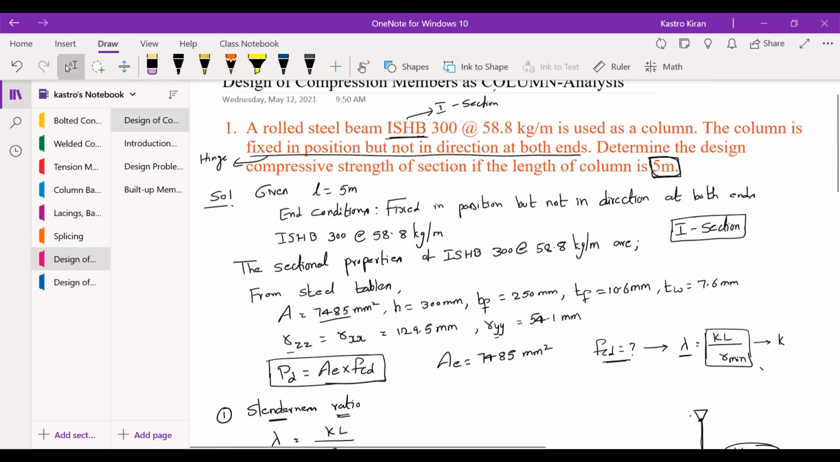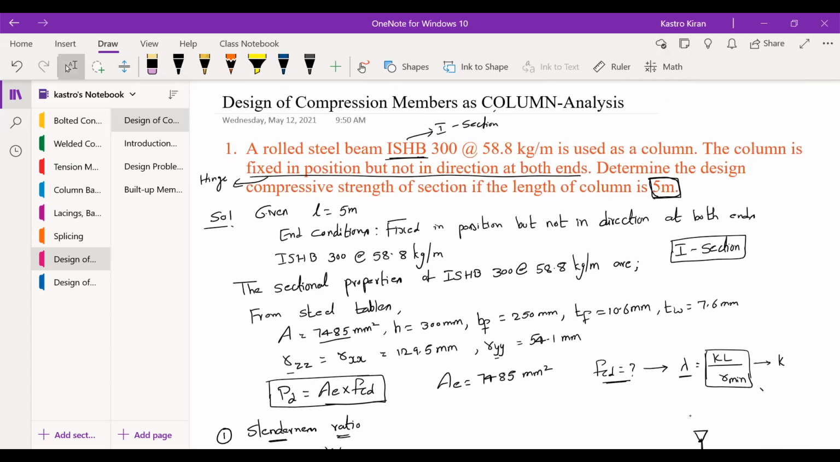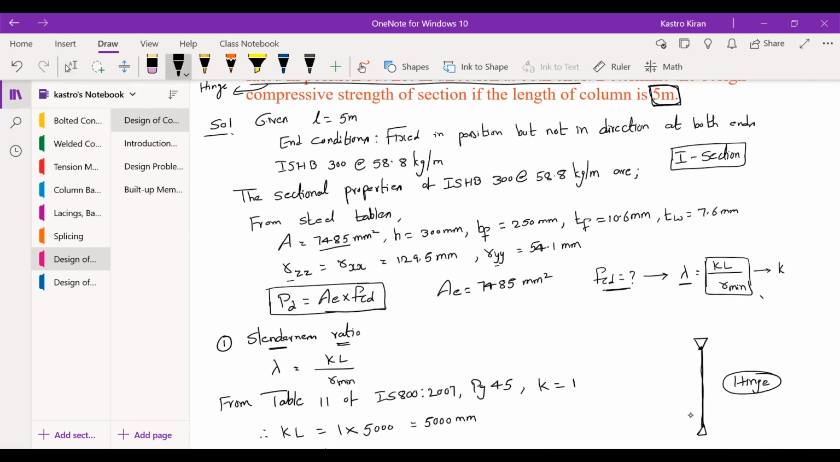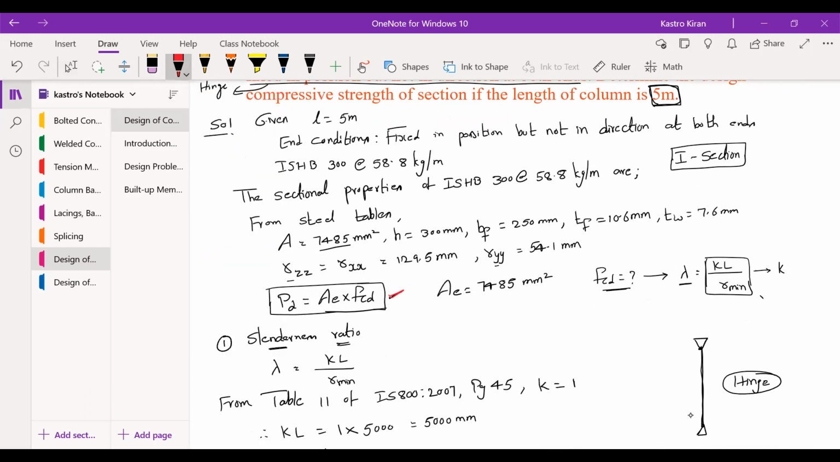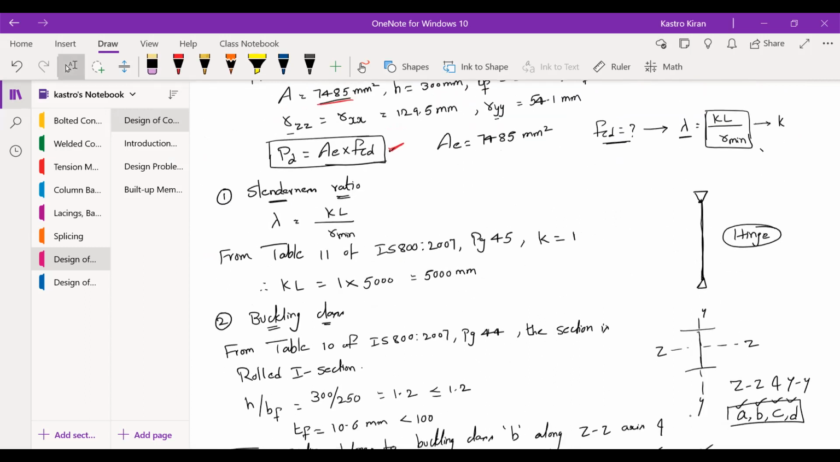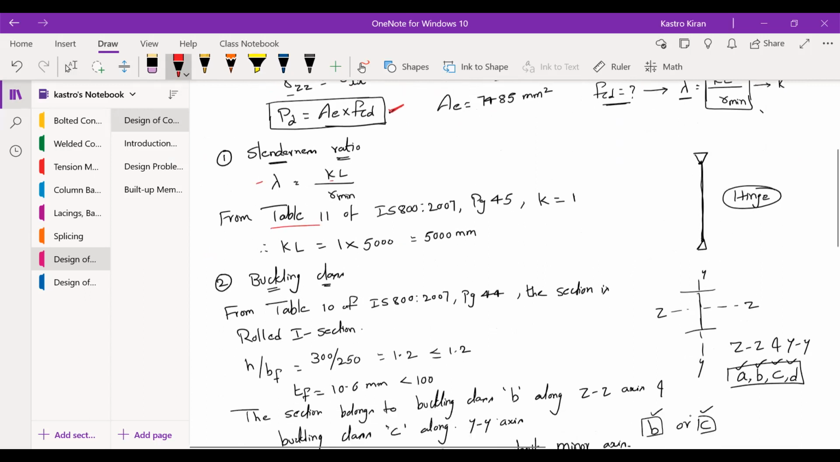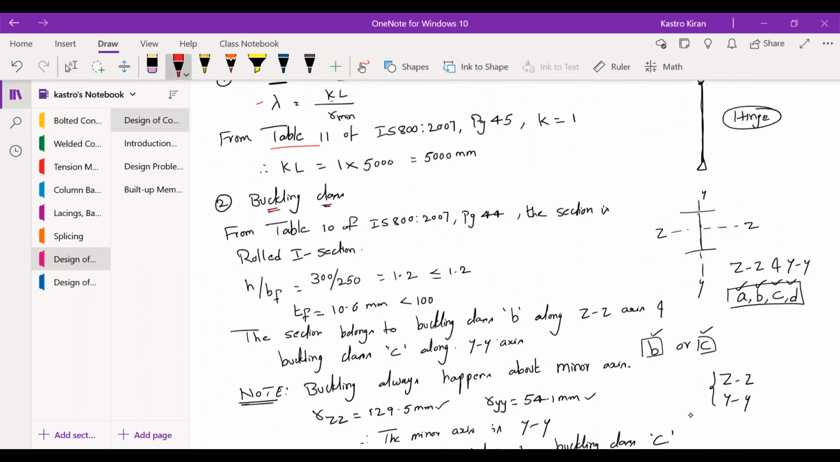So let's quickly recap what we have done. Since we need to find out the value of PD, that is AE into FCD, we have to find AE into FCD value. AE is obtained from the steel tables book for the given section. And in order to find out the FCD value, we need to find out the slenderness ratio. And here you need to get the value of K from table 11. Okay. And then you have to find out the buckling class.